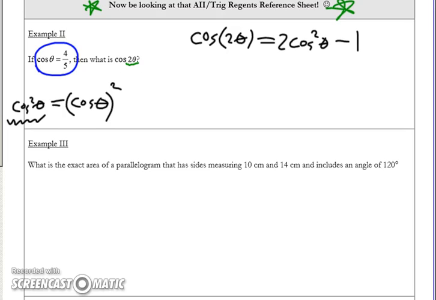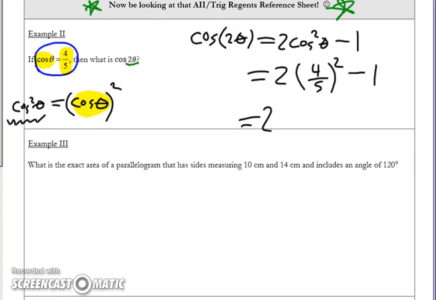So, plugging in what we know, 2 times whatever cosine of theta is. What is cosine of theta? Cosine of theta is 4/5. So we're going to plug in 4/5 as our cosine of the angle. Notice it is not cosine of 4/5, because theta is not equal to 4/5. Cosine of theta is equal to 4/5. So that's cosine of the angle. I plugged that in, and that's being squared, minus 1.